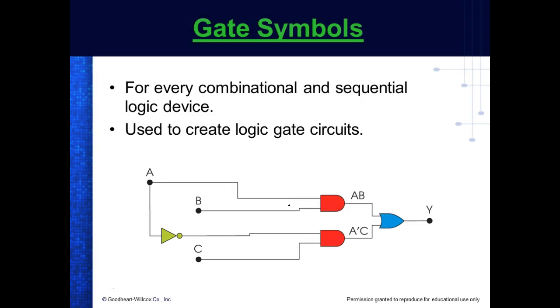And then there are the symbols. On your handout, I gave you the symbols from our logic. This is the symbol we use for an AND, this is the symbol for an OR, and this is the symbol for a NOT. By the way, this is where it gets a little confusing.